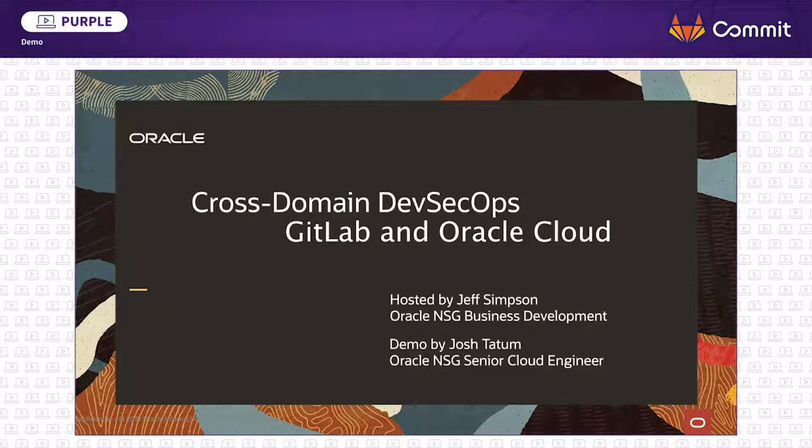Josh is a senior cloud engineer with Oracle NSG and has extensive experience in DevSecOps and iterative development across multiple security domains. Josh has been working closely with some of the nation's most sensitive intelligence agencies and consults widely with the U.S. military on their next-generation cloud-based development processes.